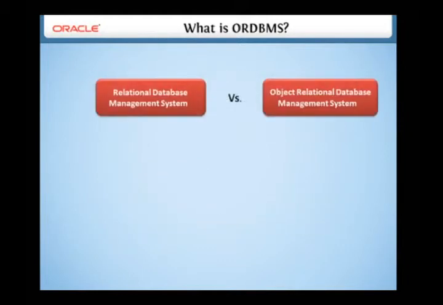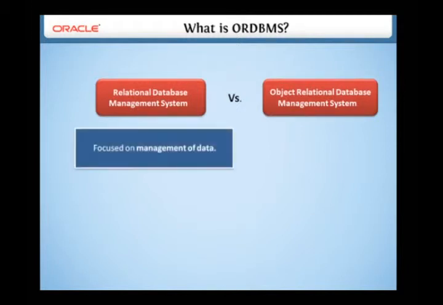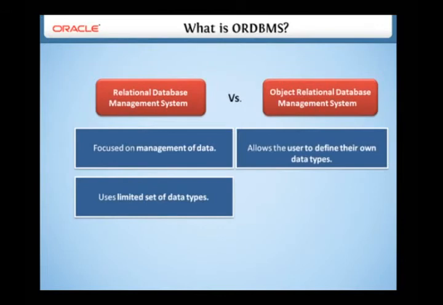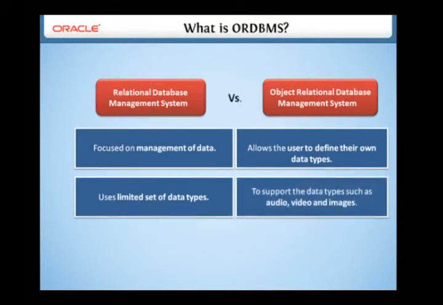Here is the difference between RDBMS and ORDBMS. RDBMS is focused on management of data, and it uses a limited set of data types. But ORDBMS allows the user to define their own data types. ORDBMS was created to support data types such as audio, video, and images.